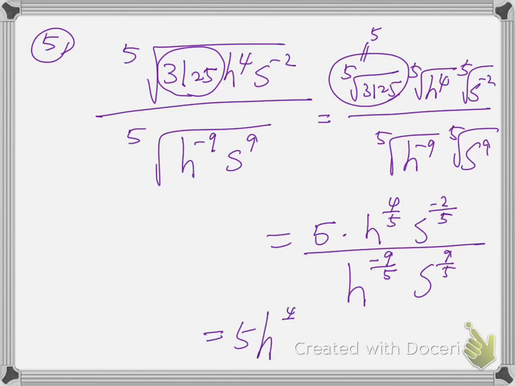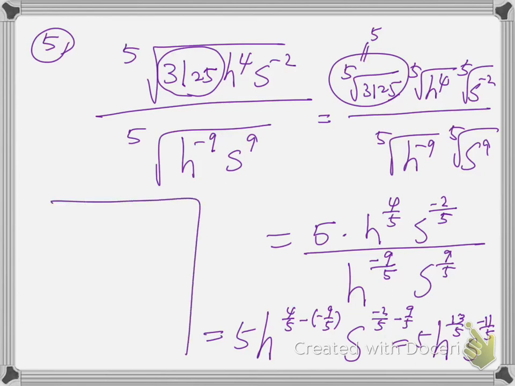H is 4 over 5 minus negative 9 over 5. S is negative 2 over 5 minus 9 over 5. So this is 5, h to the 13 over 5 power, and s to the negative 11 over 5 power. So you can change radicals to rational powers, or you can change rational powers to radicals, to solve the problem. You should work on 7.5 on the web work, about rational powers.